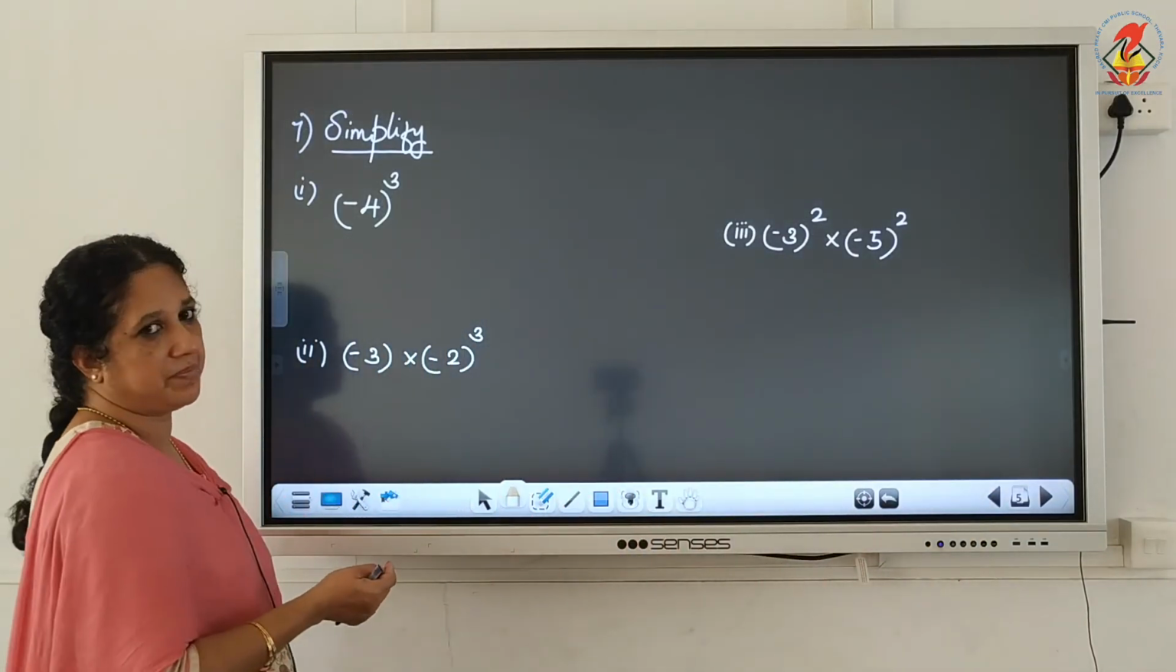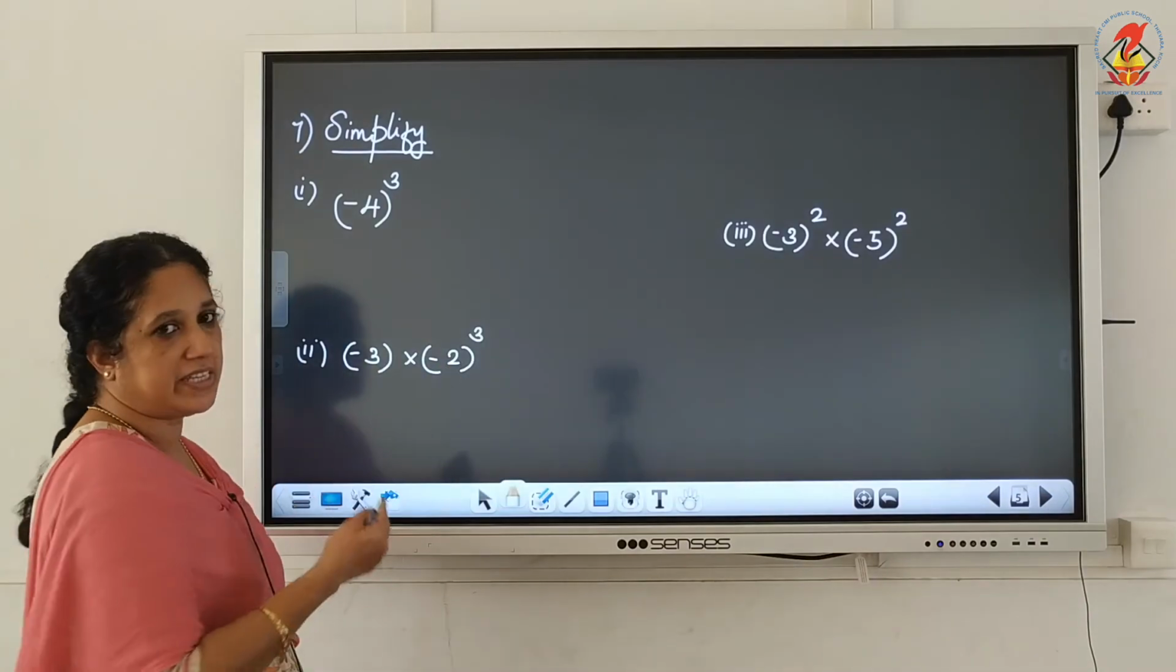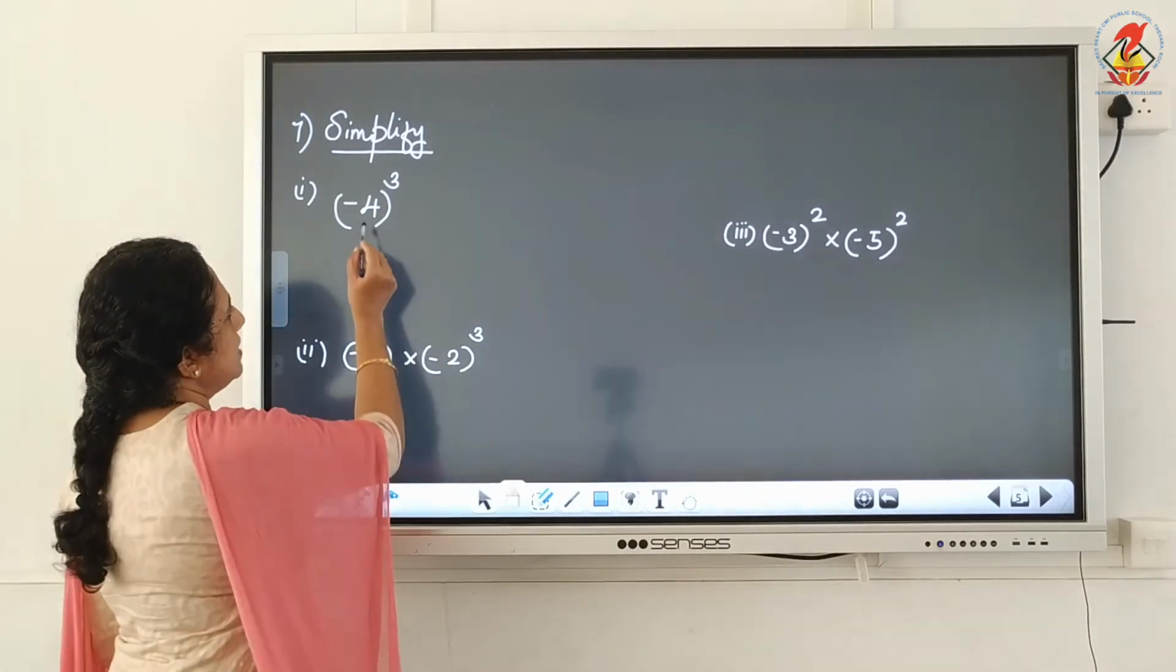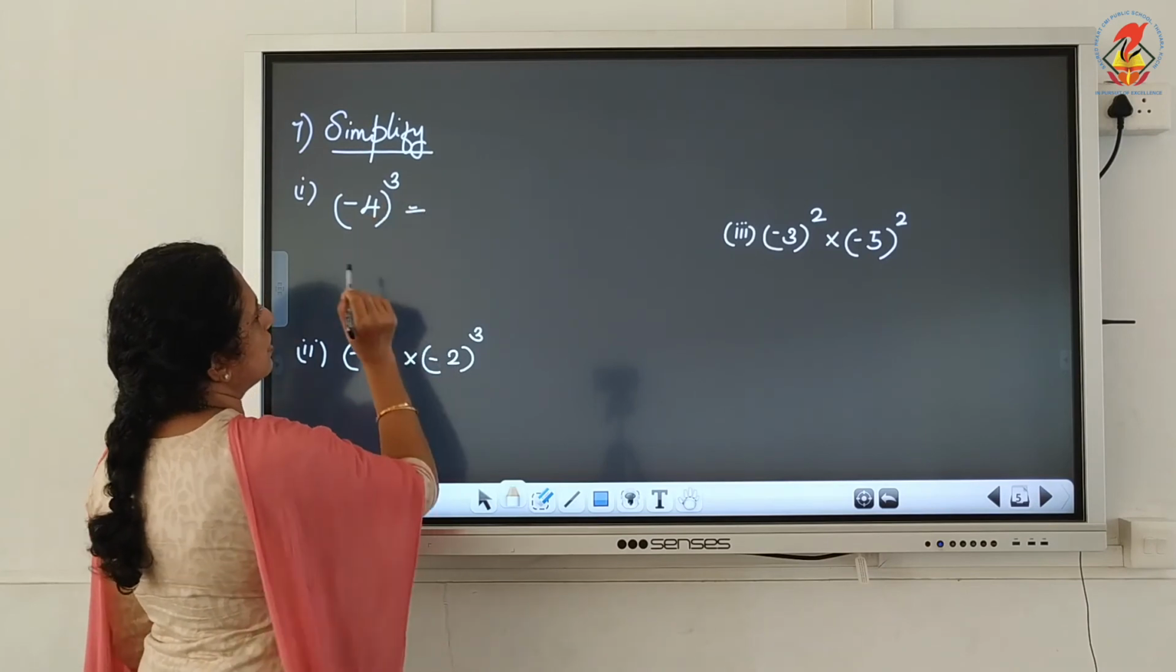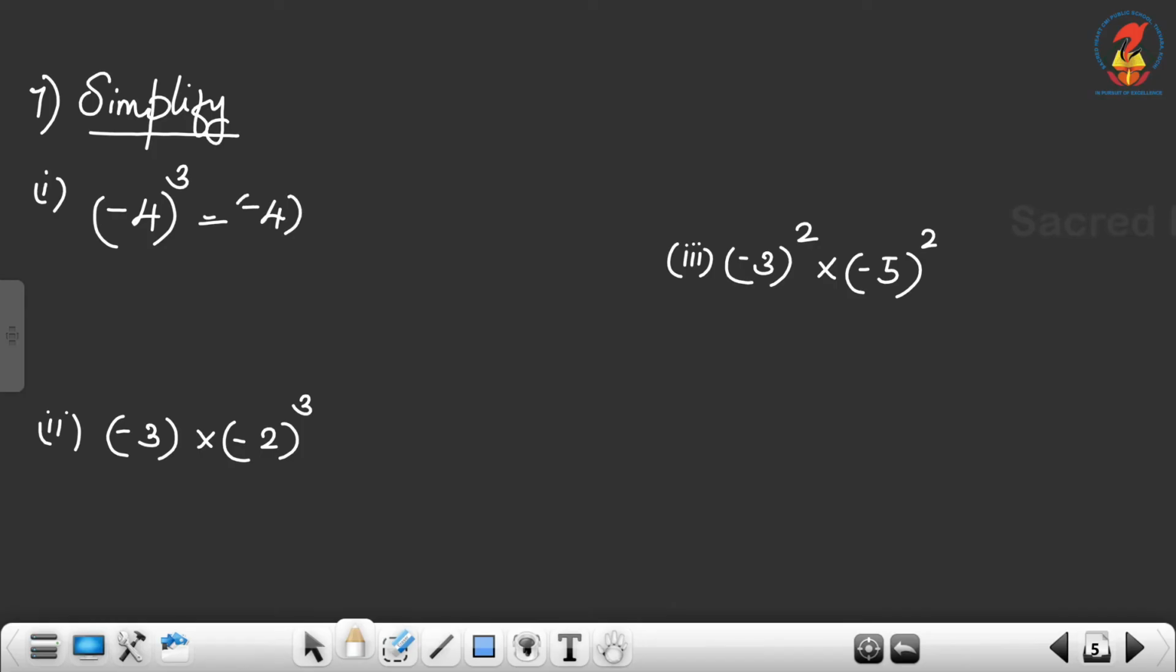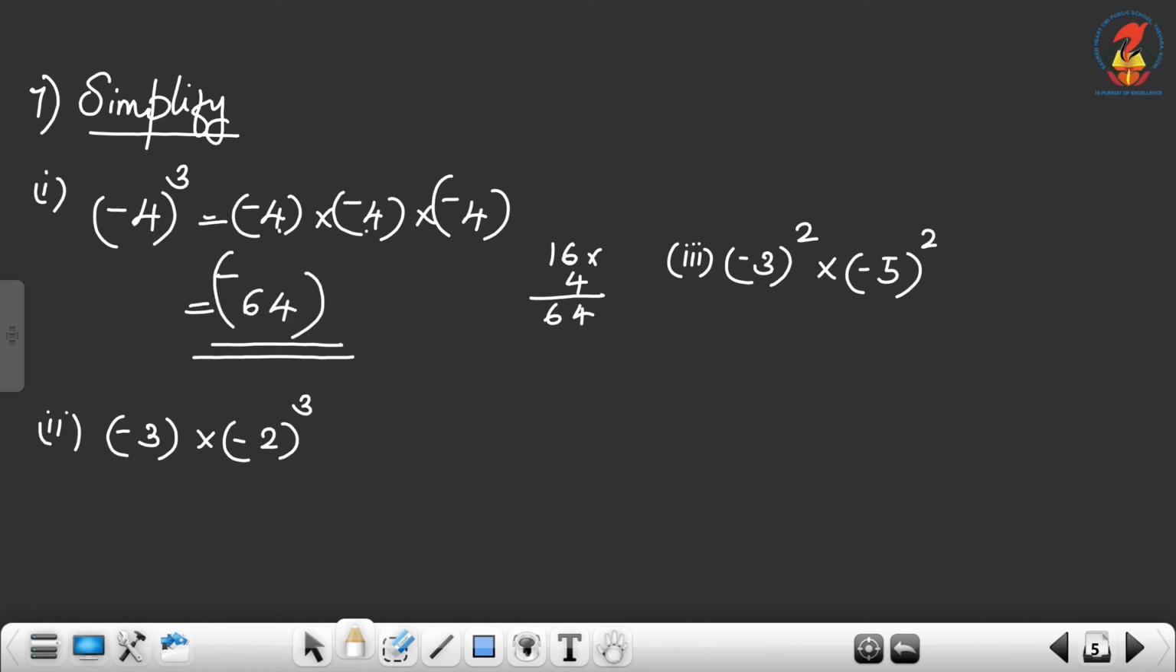Now next, simplify. Now here the base is given as a negative integer. Then negative 4 raised to the power 3. That means negative 4 into negative 4 into negative 4 equal to, so what is the sign of the product? Here we have 3 negative integers, therefore the sign of the product is negative. Then 4 into 4, 16. 16 into 4, 64. So the answer is negative 64.